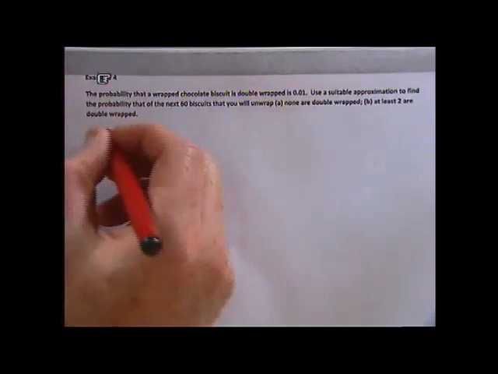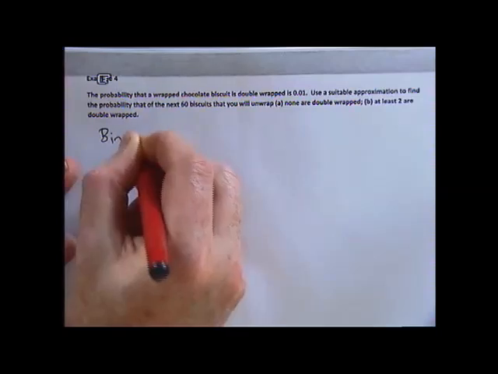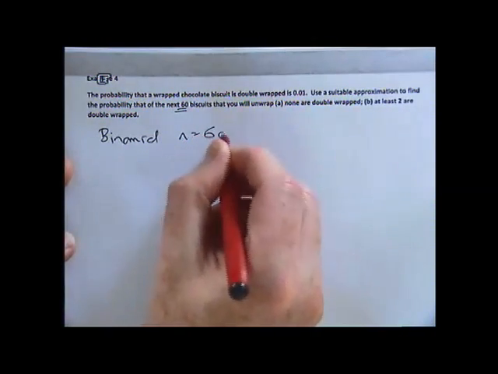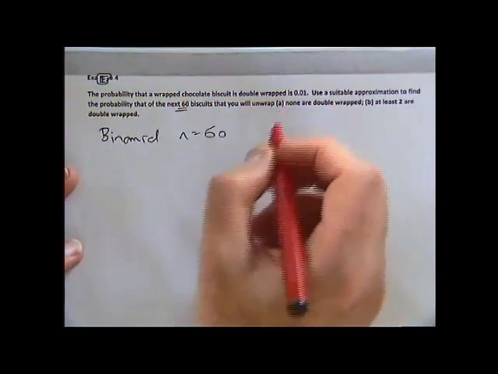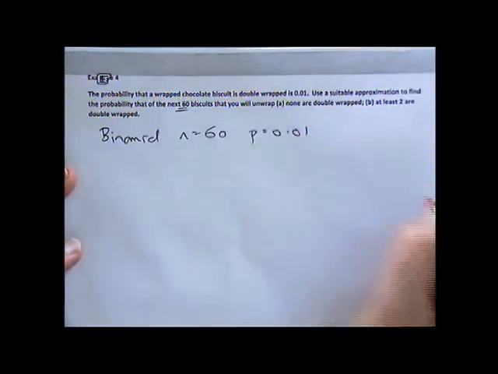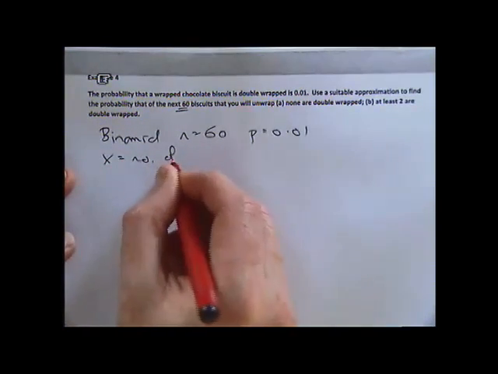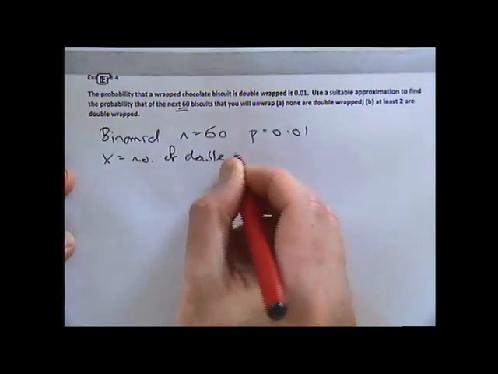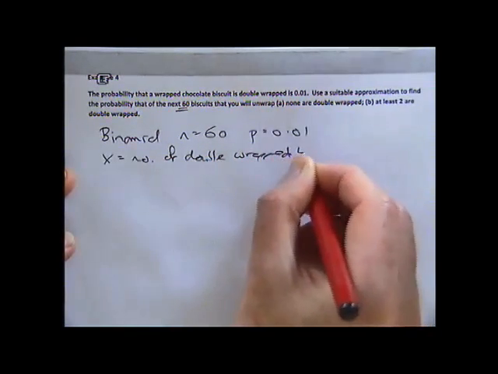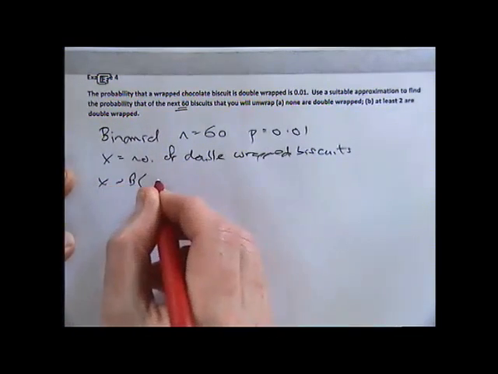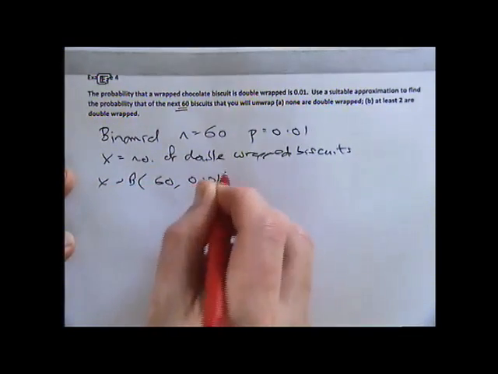If someone's fallen into the trap, someone speaks louder. Binomial? Why is this binomial at the moment? Fixed number of trials. Yeah. At the moment, this is binomial. We have a fixed number of biscuits. Okay? We have a constant probability they are double wrapped. So at the moment, this is binomial. So if X is the number of double wrapped biscuits, X is going to be binomial distributed 60, 0.01.